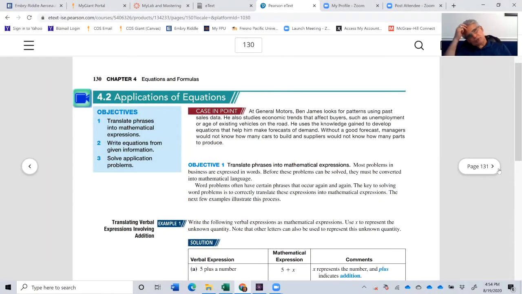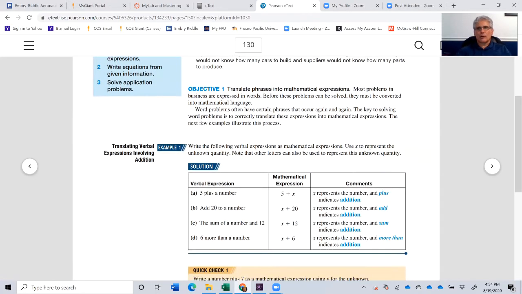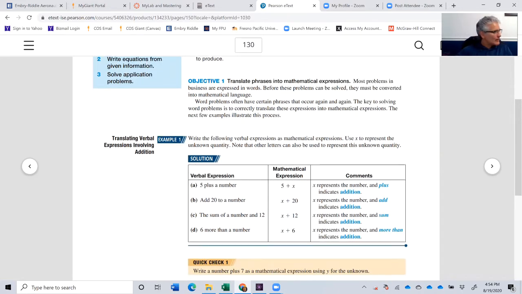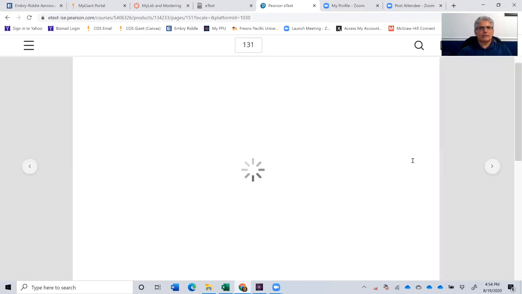Moving on to 4.2, application of equations. Now these are going to be a little tough because we're looking more at word problems. When we use word problems, we have to be able to read words and then take the verbal expression and convert it to a mathematical expression. That can be pretty challenging sometimes depending on the circumstance.